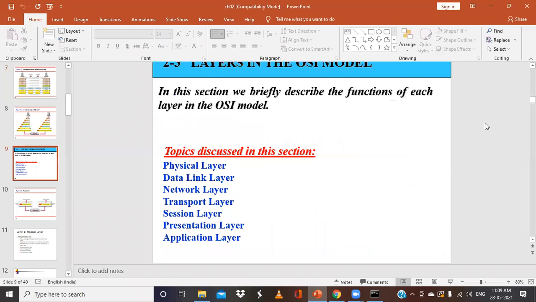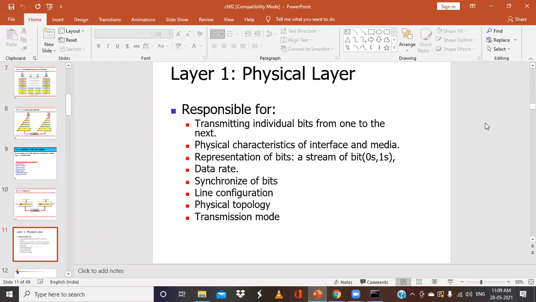But whenever we are studying, we take it as the source and the destination, though data transmission does not occur exactly directly from the source to the destination.